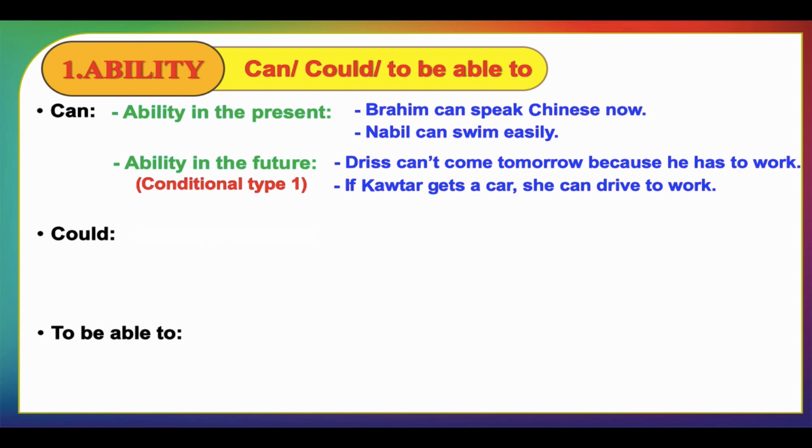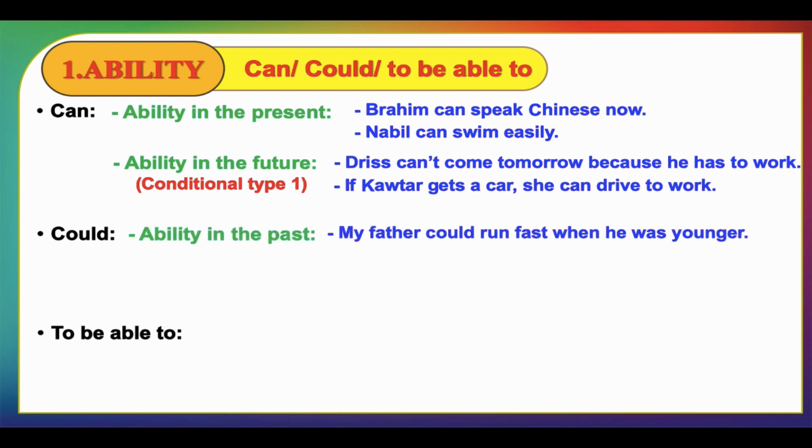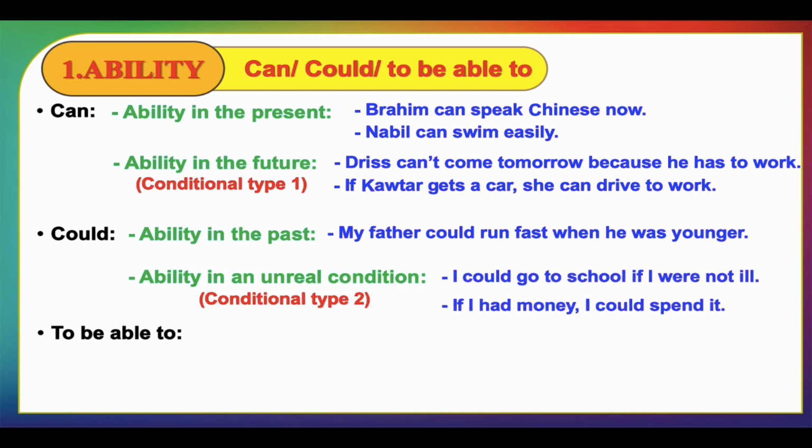When we use could, we express ability in the past, like my father could run fast when he was younger. Or ability in an unreal condition, like condition number 2. Unreal condition, for example, as an imaginary condition, when we want to imagine a condition that cannot happen in the present, like I could go to school if I were not ill, or if I had money I could spend it. Generally speaking, to be able to is used in most tenses and forms.